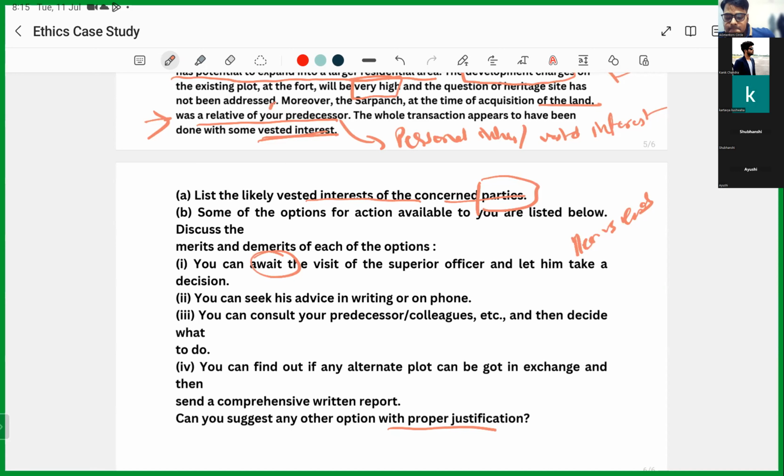Then, okay, fifth question I will open. You can find out if any alternate plot can be got in exchange and then send a comprehensive written report. Can you suggest any other option with proper justification? This option I again open on the request of Subhanshi. What other option can you put on paper? Investigate the vested interests of a predecessor and Sarpanch, if there is any corruption.